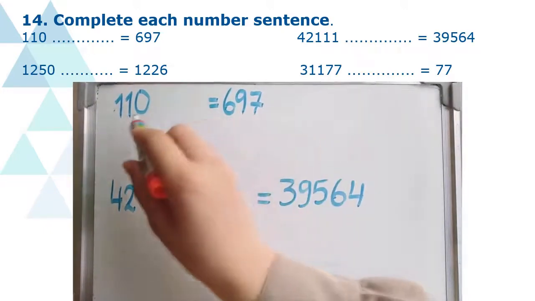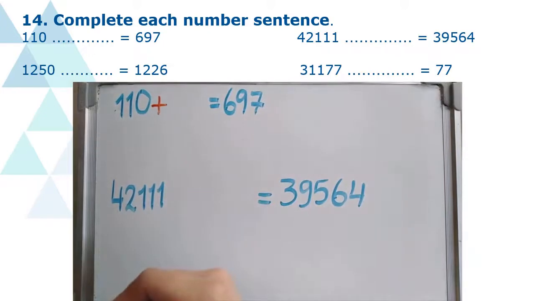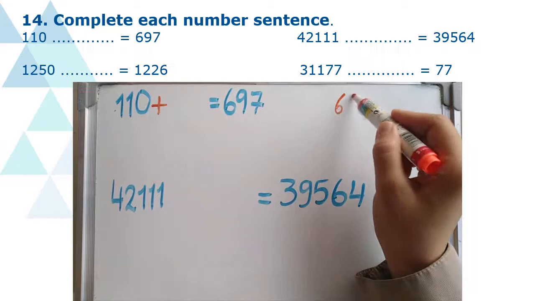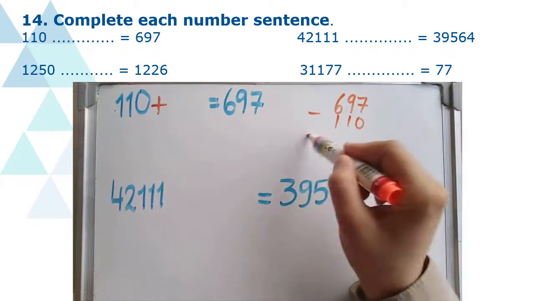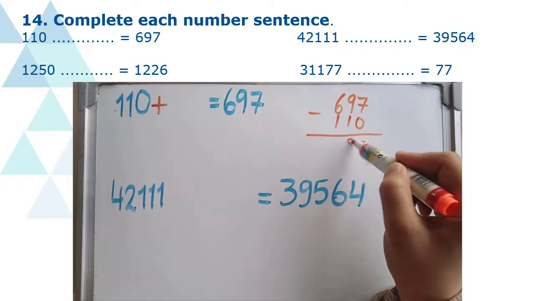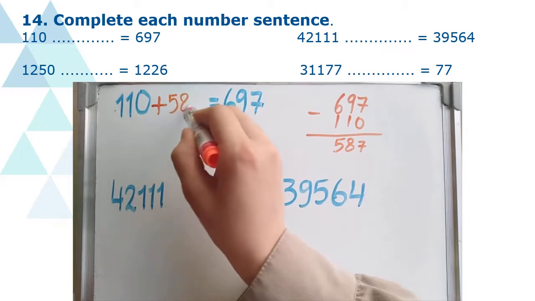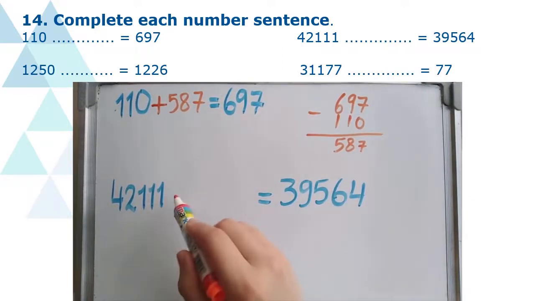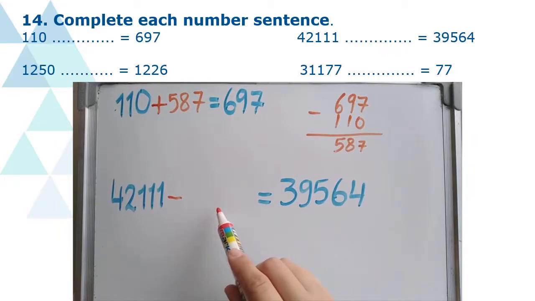You can see for the first one, 110 is obviously less than 697, so the operation must be addition. Let us apply the inverse. 697 minus 110. So adding 587 is the answer. The second one, as you can see, 39,000 is smaller than 42,000. So I must have subtracted something. Now let us apply the inverse.